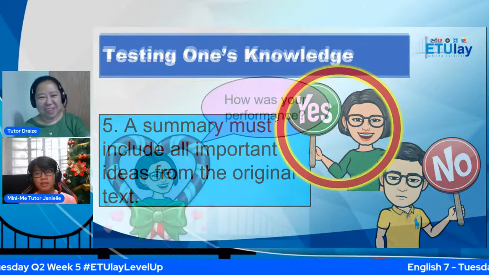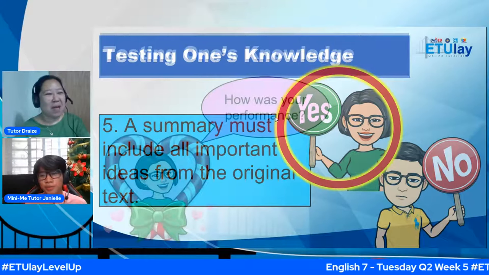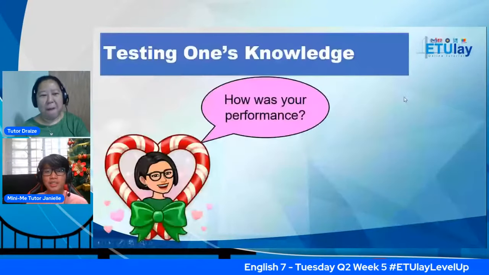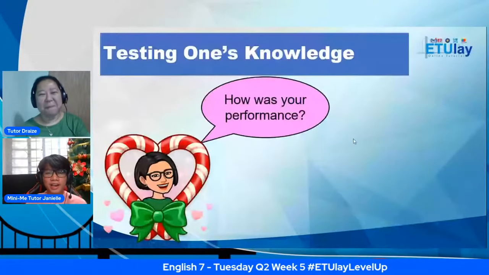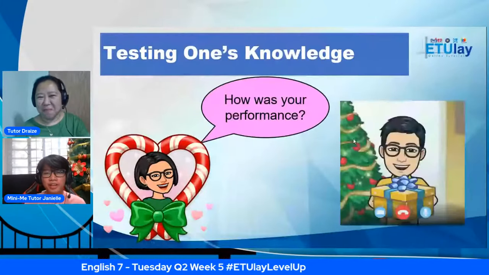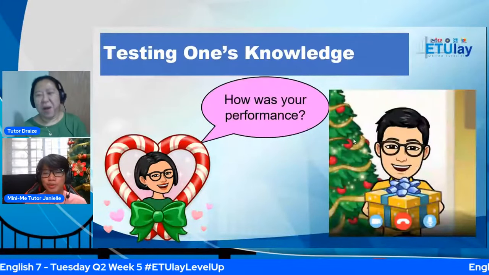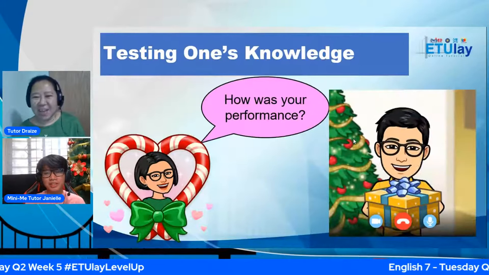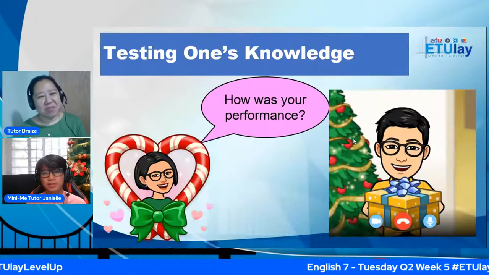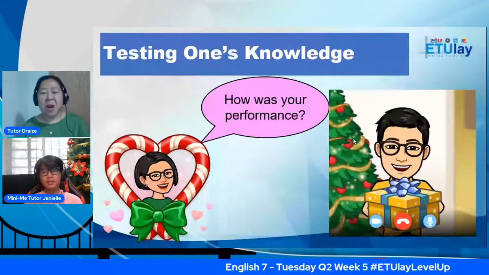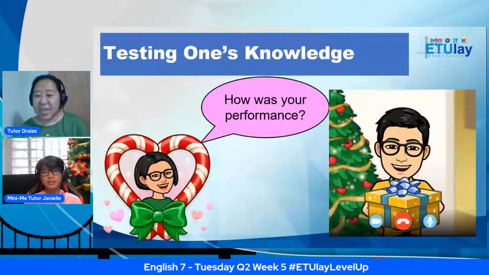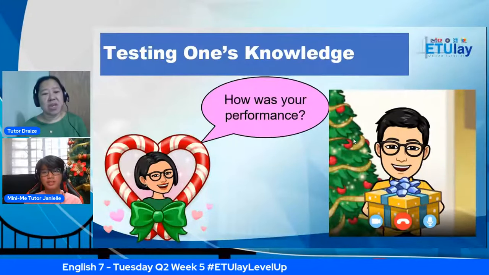Okay, now let us check. Janiel, how was your performance? Since it's the season of giving, why not react with a gift if you got 5 scores. Let's see if you got a perfect score for activity number 2. Please react with a gift. Okay, that's true, Janiel.